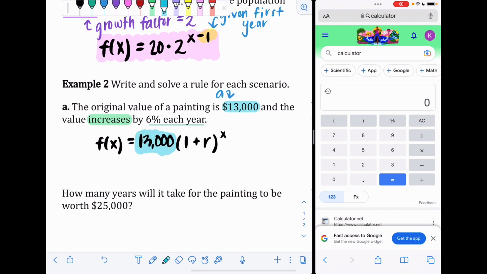And then r is the rate that it's increasing by each year. And remember that if we're given it in percentage form, we need to change it to a decimal. So r is 6%, but if I want to convert 6% to a decimal, there is a decimal place there, and I move it twice to the left, and then that would give me 0.06, or you can take 6 and divide it by 100 to get 0.06 as well. So we're going to take out that r and put in a 0.06.